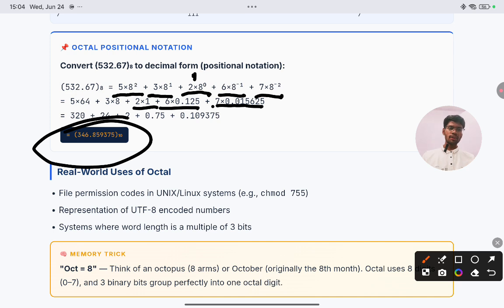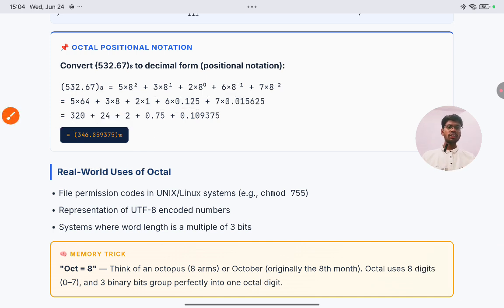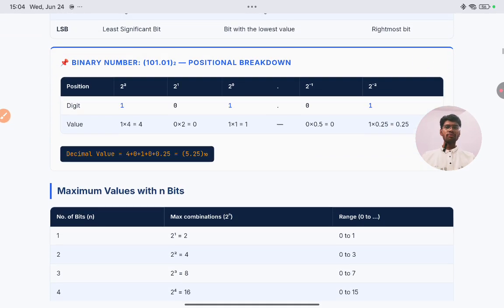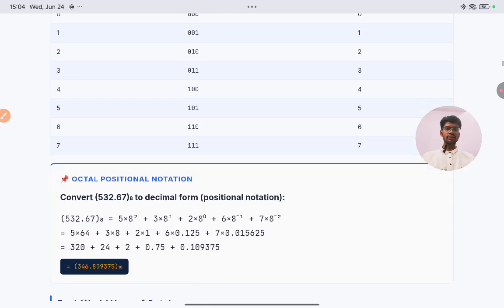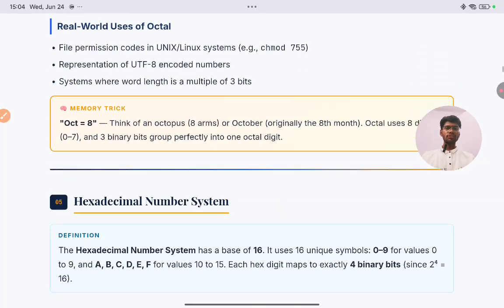This is the conversion happening. Here the base is 8, so you're multiplying by powers of 8, because you're converting octal to decimal, and for binary to decimal the base is 2, so you're multiplying by powers of 2. So remember this when learning ahead, take note of these things.